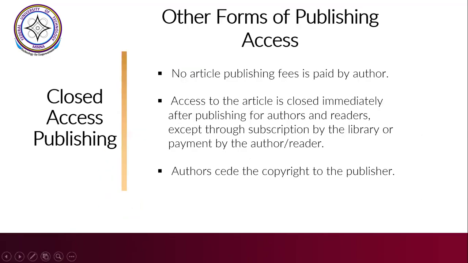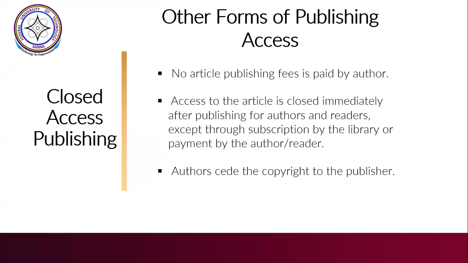So we'll look at the other publishing access routes. We talked about open access publishing, but there are other access types that are necessary for researchers to know. When we talk about closed access publishing, which is the opposite of open access publishing, you do not pay article publishing fees. So you send your manuscript to a journal and they are not requesting money from you. You get it published.